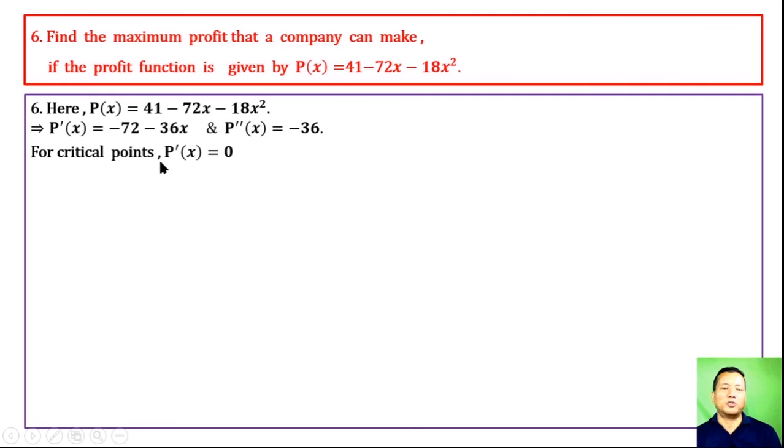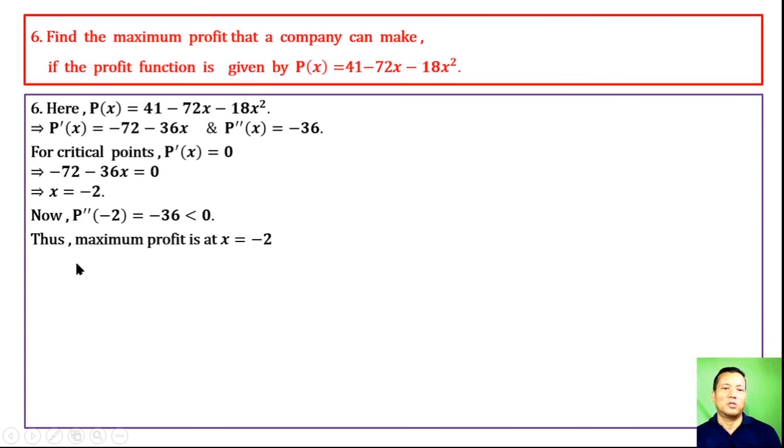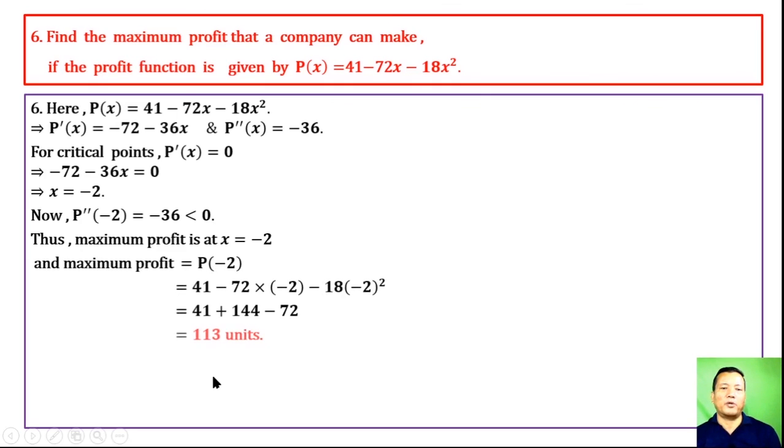For critical points or extreme values, p dash x equal to 0 gives x equal to minus 2. Now p double dash of minus 2 is minus 36, which is less than 0. Thus maximum profit is at x equal to minus 2, and maximum profit is p of minus 2, whose value after solving we get 113 units.